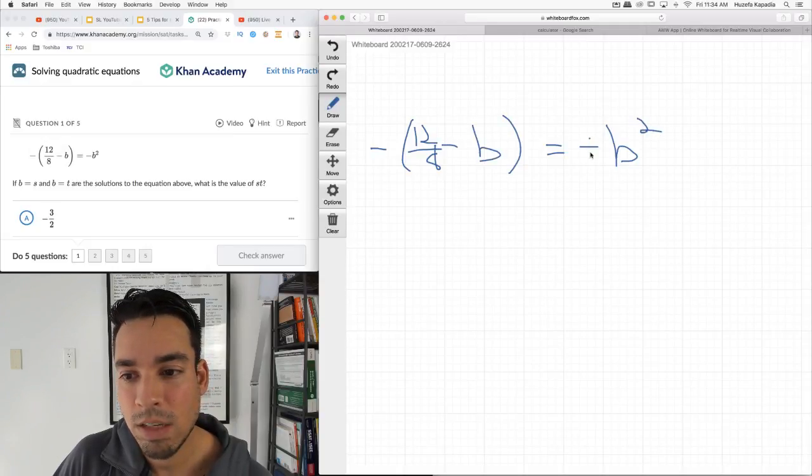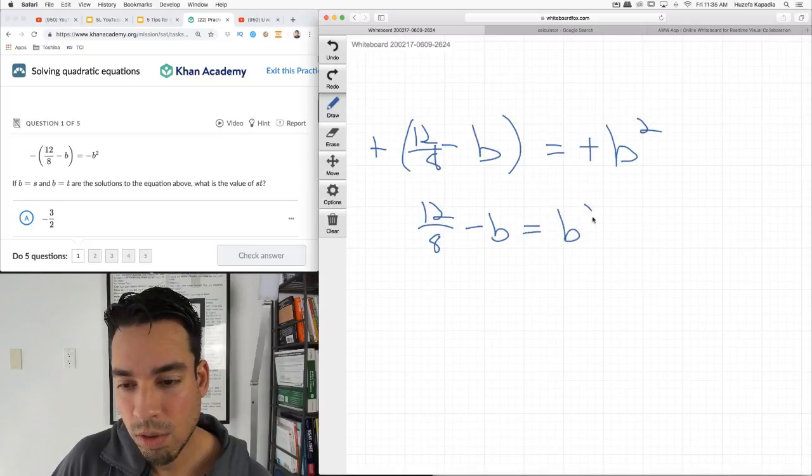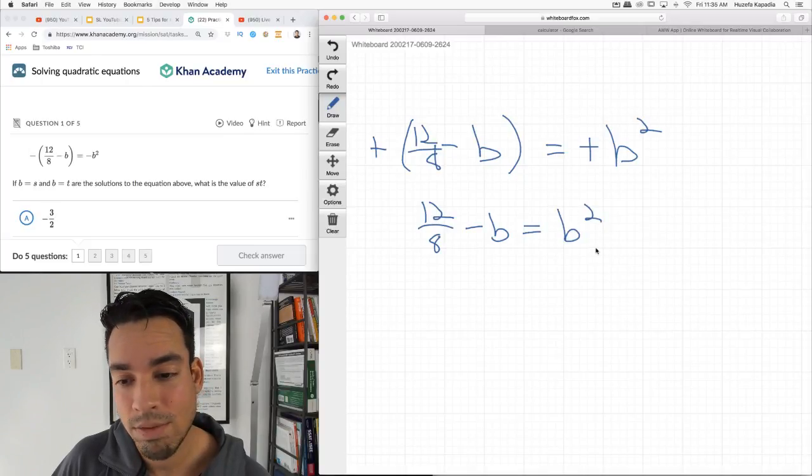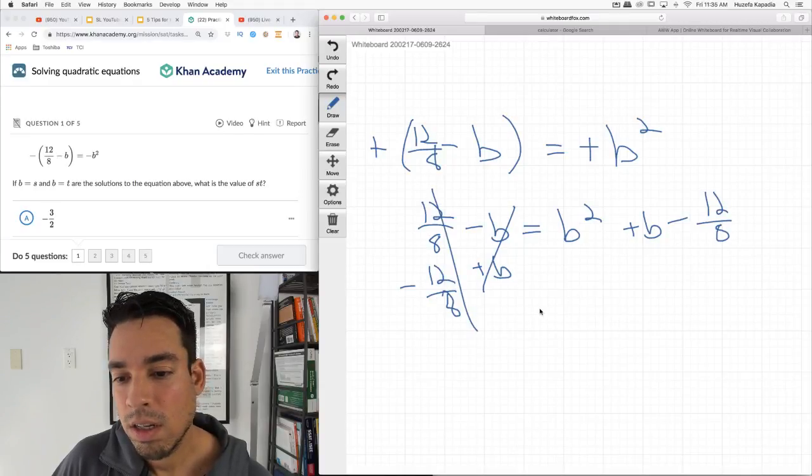Now, I'm going to divide both sides by negative, and we get a positive, okay? And then we've got 12/8. We don't need those parentheses anymore, equals b squared. Now, look, this looks like a nice quadratic that's factorable. I'm going to move these guys over to this side, so I'm going to add b to both sides, and I'm going to subtract 12/8 from both sides. And now we've got a pretty nice quadratic that we can factor.